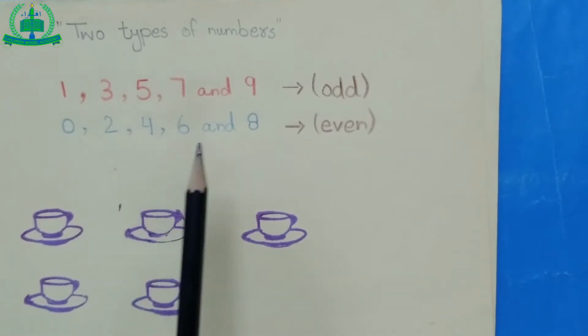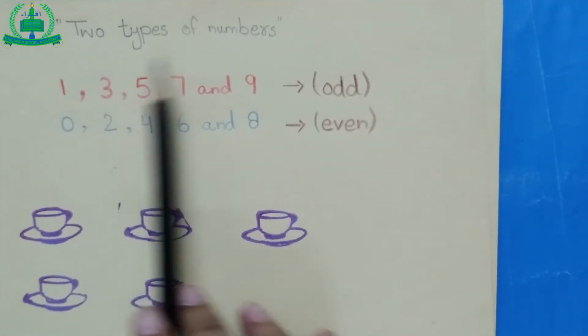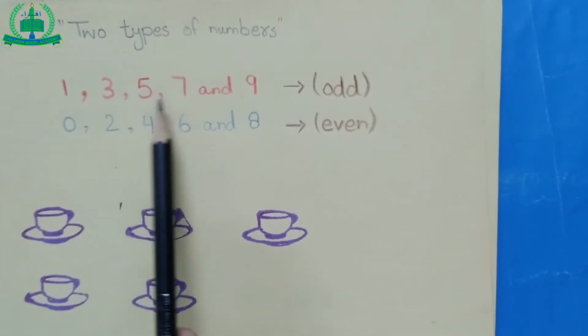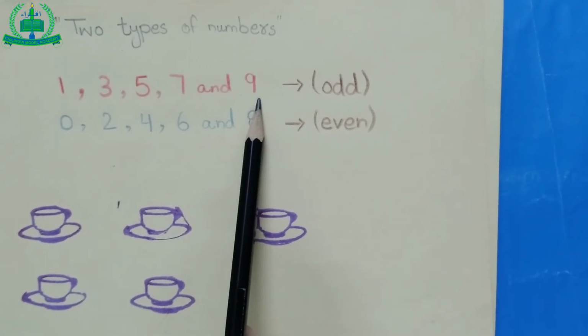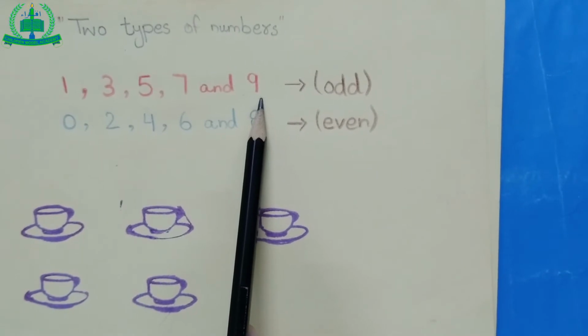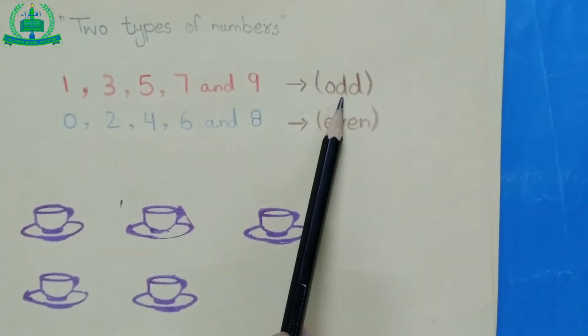Now look at these numbers. There are two types of numbers. 1, 3, 5, 7 and 9: these numbers cannot be clubbed into groups of 2. We cannot make them or divide them into groups of 2. So these numbers are called odd numbers.